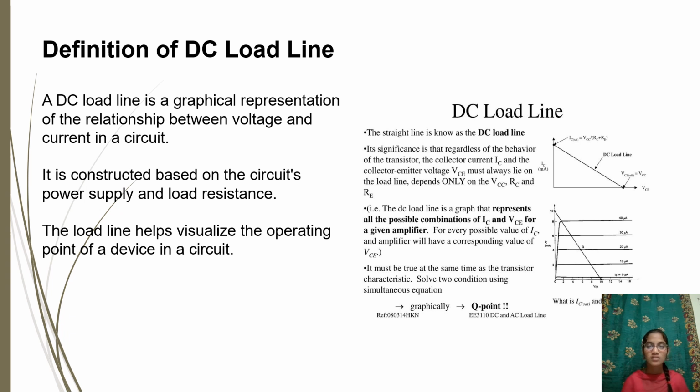The straight line is known as the DC load line. Its significance is that regardless of the behavior of the transistor, the collector current IC and the collector emitter voltage VCE must always lie on the load line. It depends only on the VCC, RC and RE.